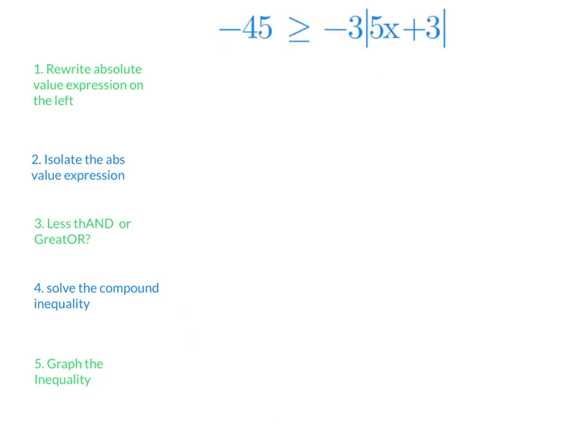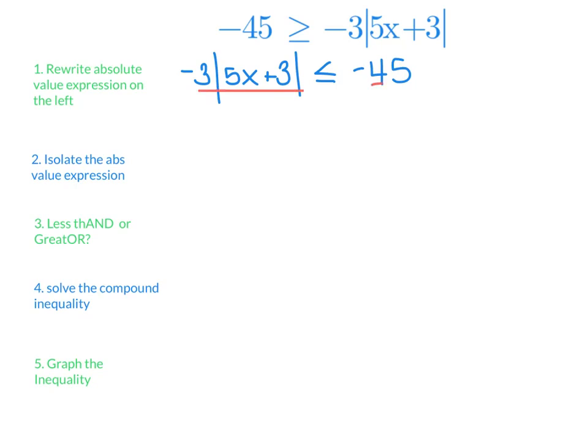In this absolute value inequality, again, the absolute value expression is on the right side, so I'm going to recopy it so it's first on the left, which makes this negative 3 times the absolute value of 5x plus 3 is, now I need to switch my sign because I need it to be facing the side it originally was, is less than or equal to negative 45. So now I need to isolate my absolute value expression.